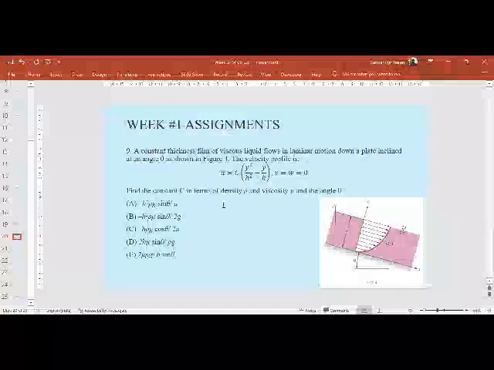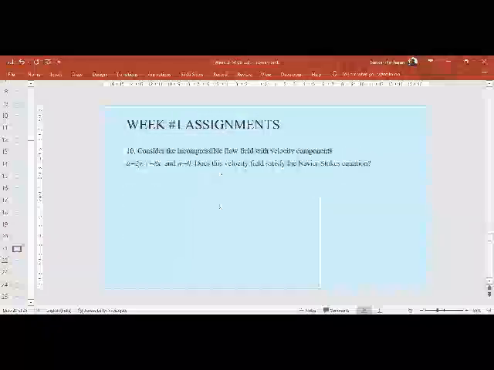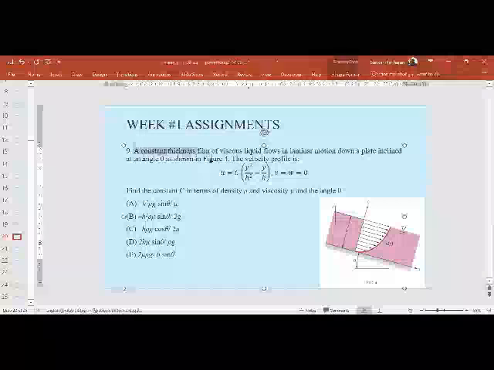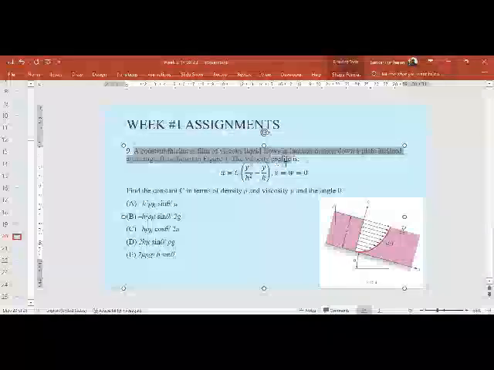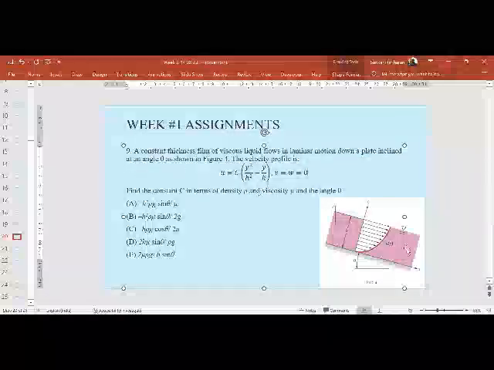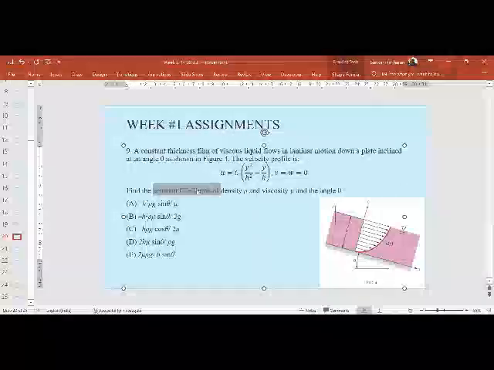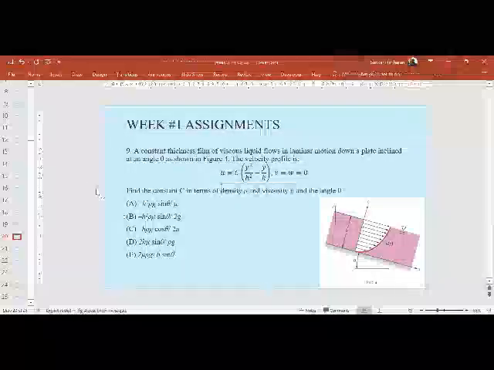Okay, so we'll move on to the last couple of two-three questions for the first week. Now a constant thickness film of viscous fluid moves in laminar motion down a plate inclined at an angle theta as shown in figure 4. The velocity profile is given as u is equal to c times (y square minus h square minus y by h), and the v and w components are equal to 0. Find the constant c in terms of the density rho and mu.